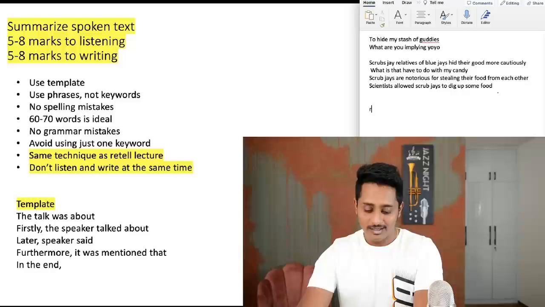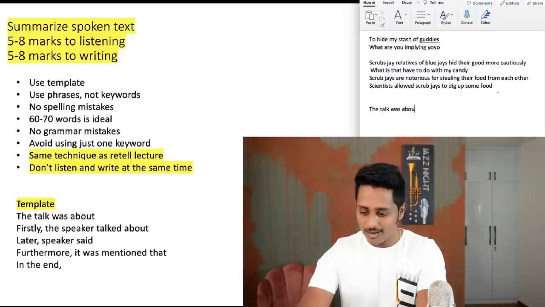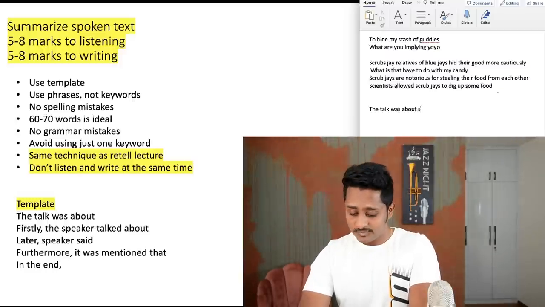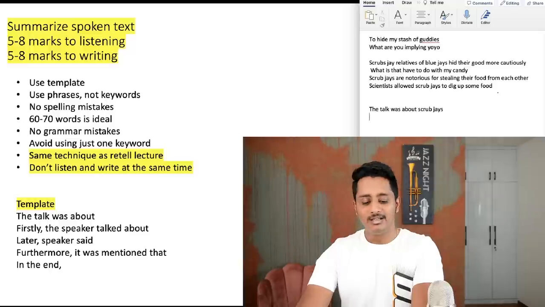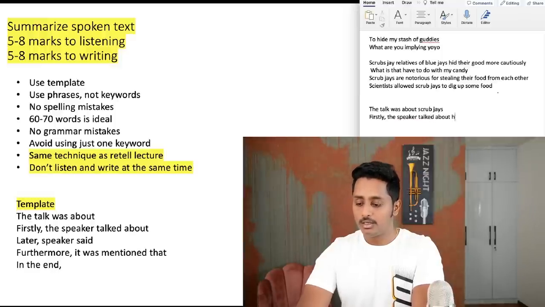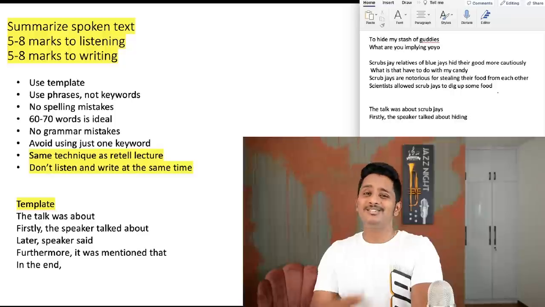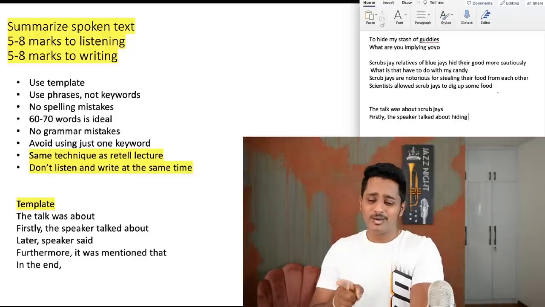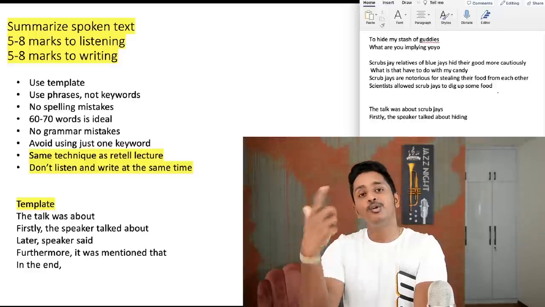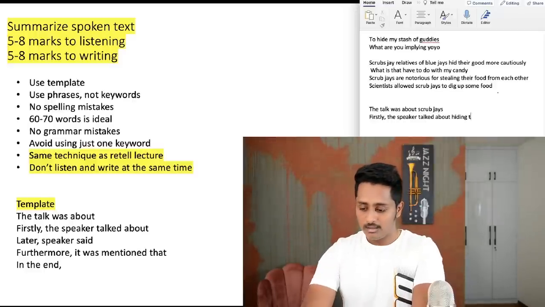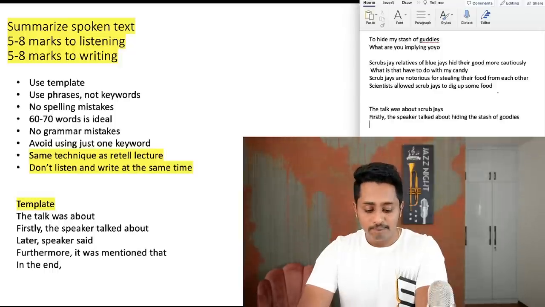summarize spoken text. The talk was about scrub jays. I'm just writing it. Firstly, the speaker talked about. See, I'm correcting my grammar. You need to develop that sense. I cannot write talked about to hide. Talked about doing something. Talked about hiding the stash of goodies.